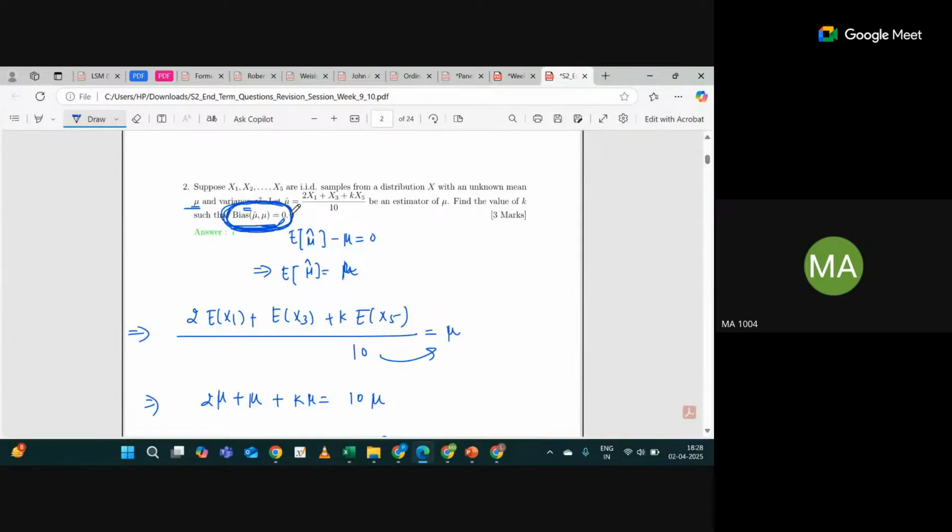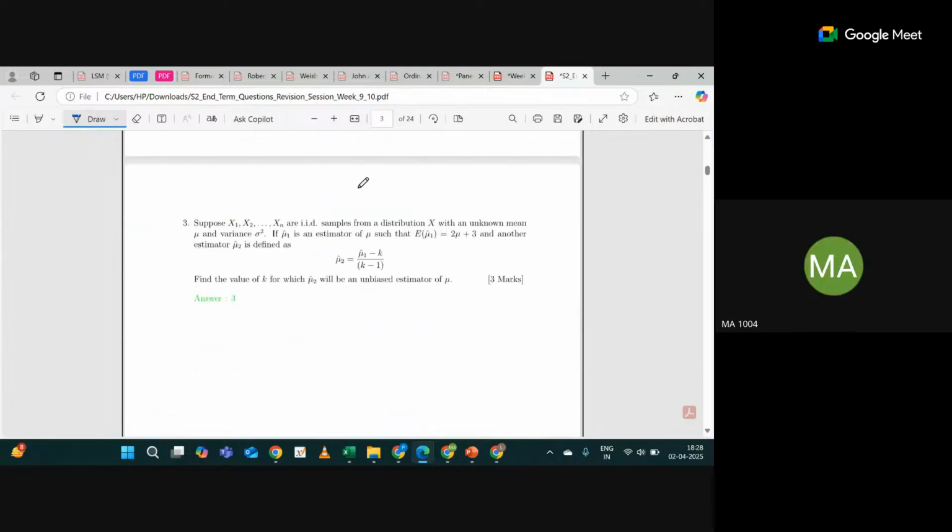So I'm already saying bias is 0. You have to find the value of k. For what value of k is it unbiased? Okay, sir. So please read the question carefully. These are the basic mistakes people make during the examination.